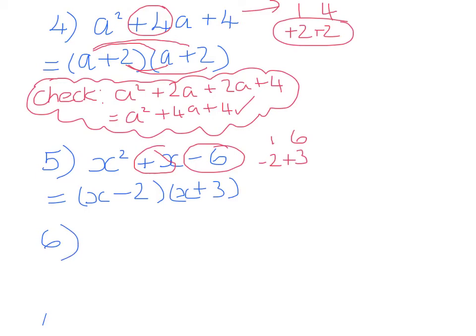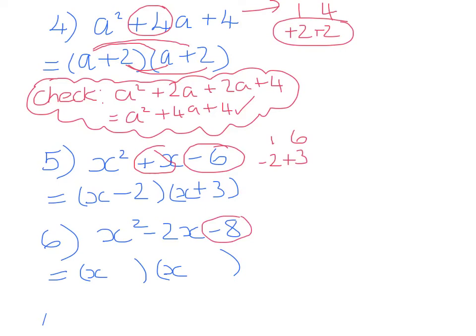Okay, number 6. Again, x squared minus 2x minus 8. You want to try it yourself, then come back and compare your answer to mine. Okay, again I can see there's no common factor, no difference of two squares. It's a trinomial. The coefficient of x squared is 1, so it's just x times x.